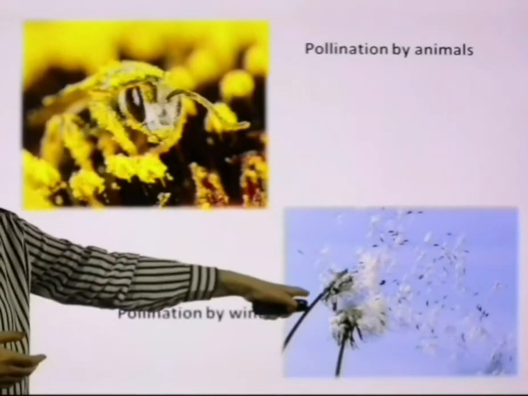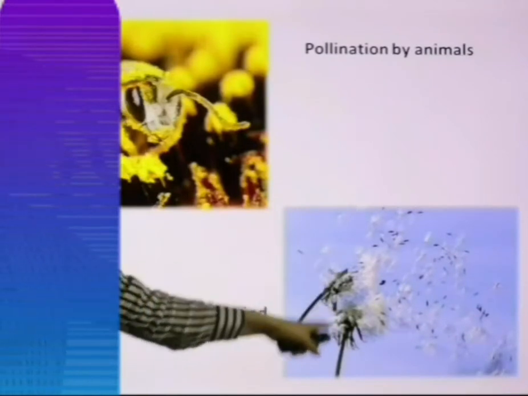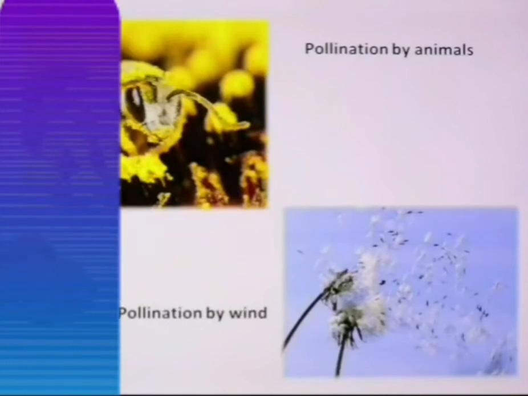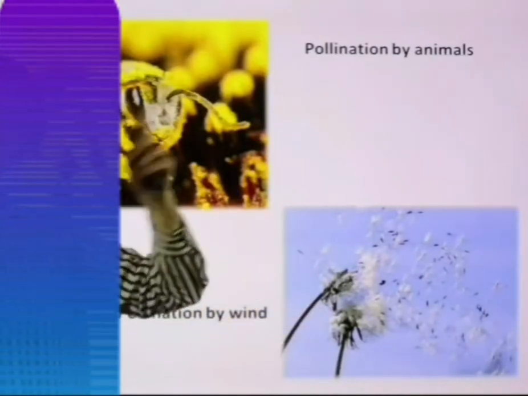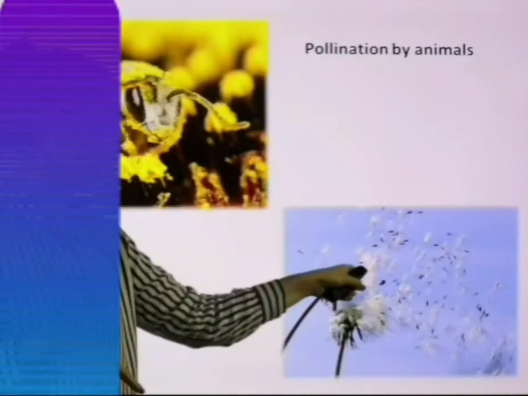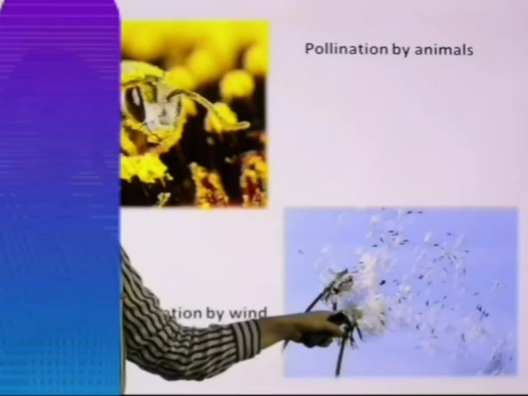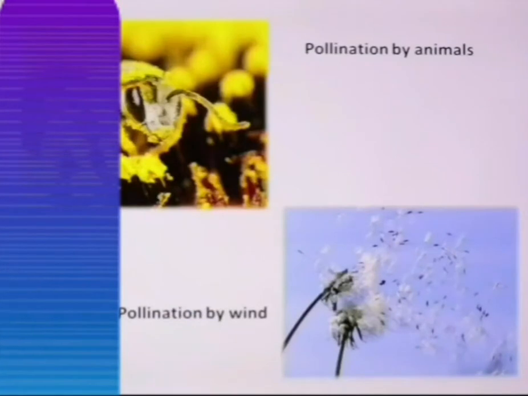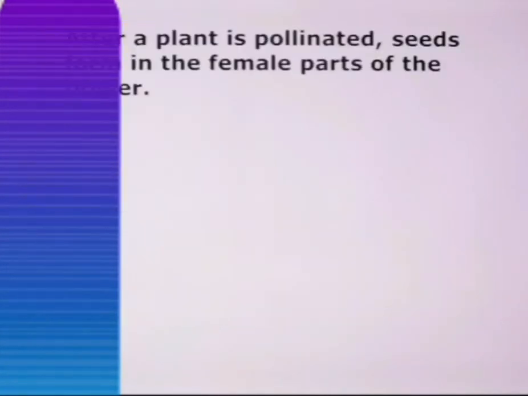And this is an example of pollination by wind. This is a dandelion flower, and these white things, they're flying from this dandelion to another one. So this is going to be the male part of this dandelion. They're going to fly from this dandelion to another plant to make a new dandelion later on.